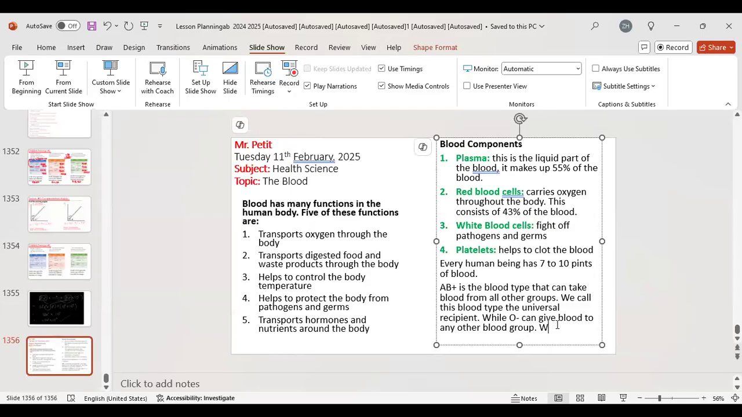While O negative can give blood to any other blood group, we call this blood type the universal donor. So, A positive.